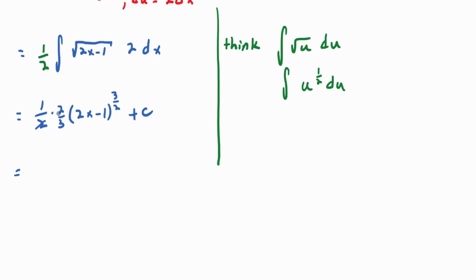So what does this become? 1/3 times the quantity 2x minus 1 to the 3/2 plus c.